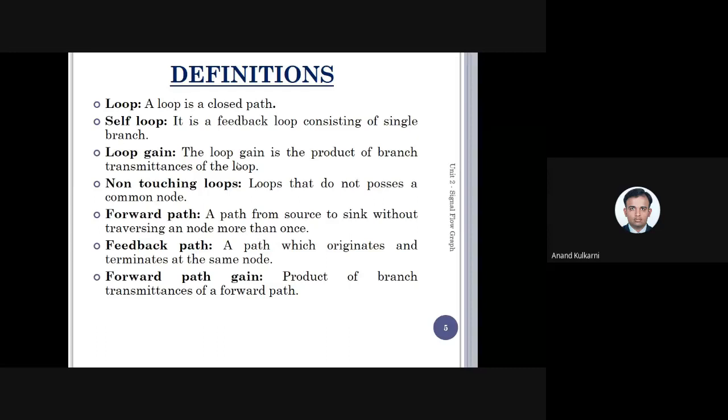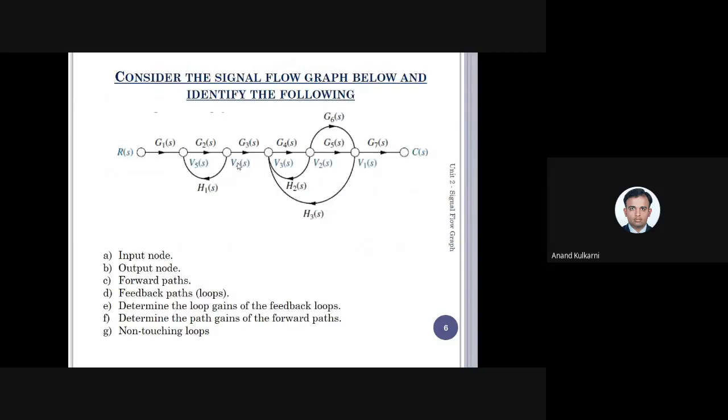It is like a small game we used to play during our school days. You have to traverse from one point to another, that usually comes in the Champak book or any comic book, without retracing. Similar kinds of activities are there here. Just observe: what is a forward path? The path from source to sink, meaning from input to output, such that the path should not traverse any node more than once.